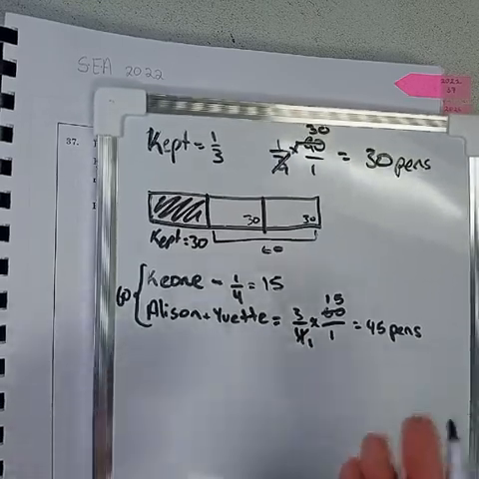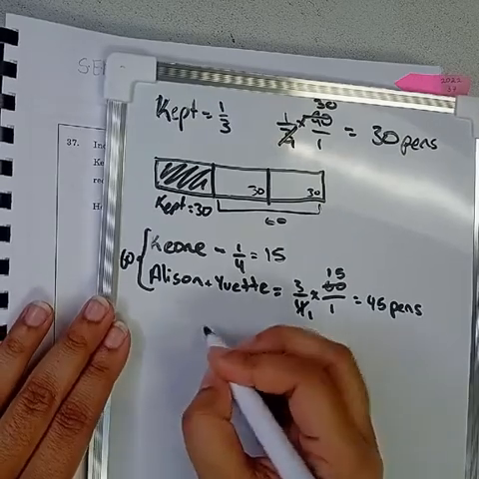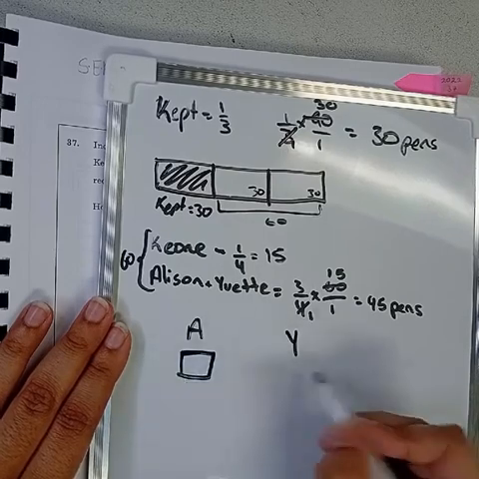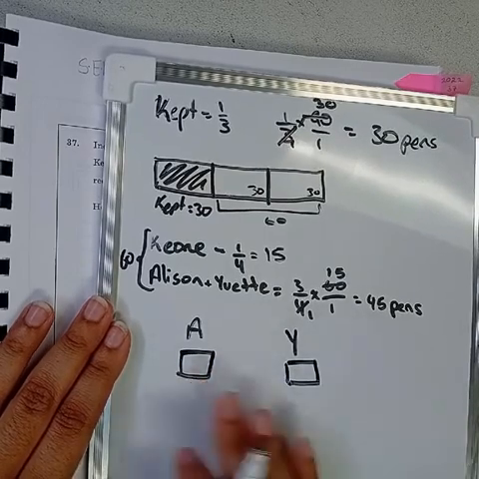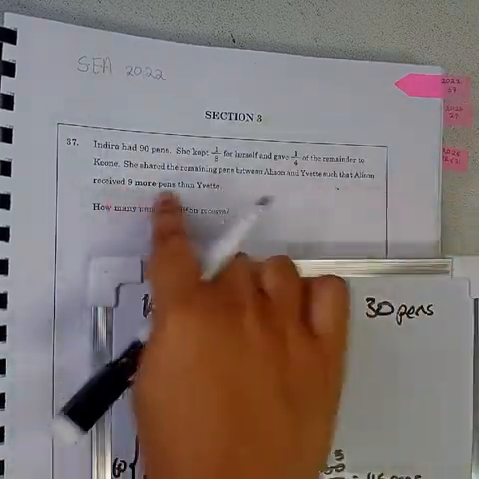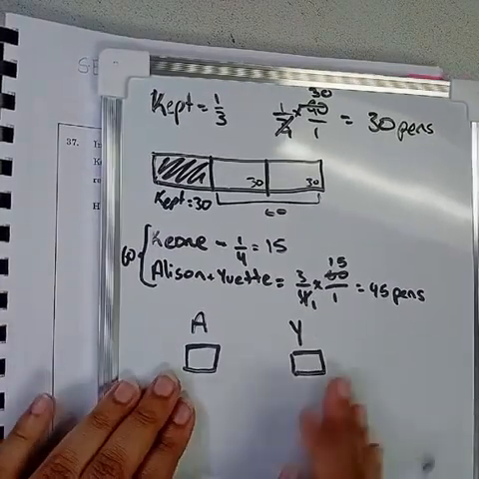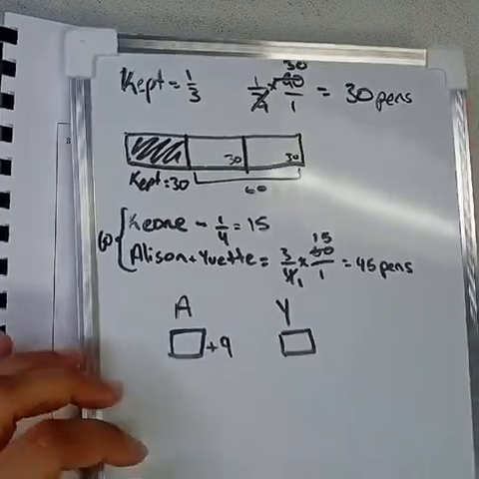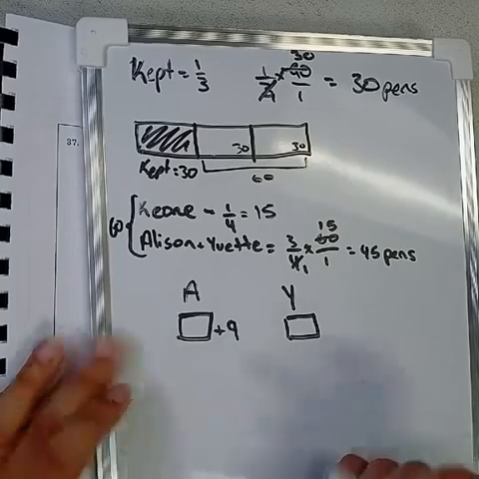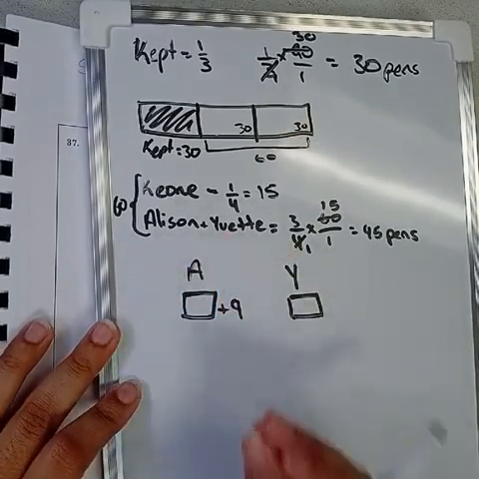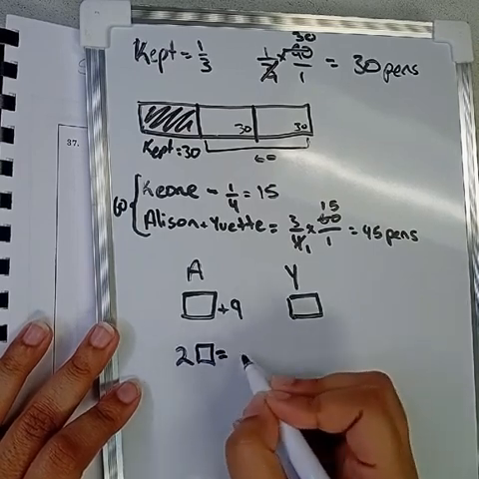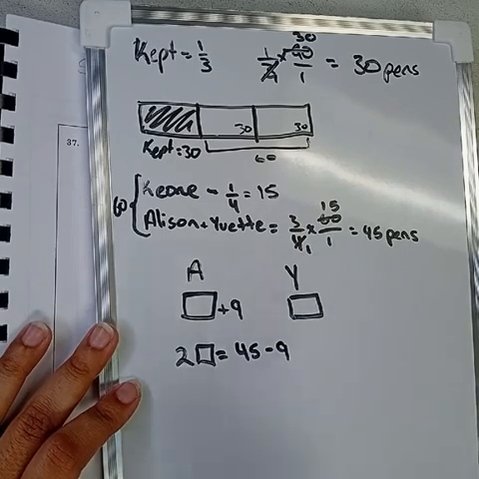Now this is where the unequal sharing comes in, okay? So we have Allison and we have Yvette, right? Both of them are getting the same amount, except for the fact that they said Allison got 9 more pence than Yvette, right? So they both have a box, plus 9 for Allison. Okay, so now we have to find out how much box is. So using this here, we can form an equation which will be 2 box is equal to 45 take away 9. How do we get this, right?